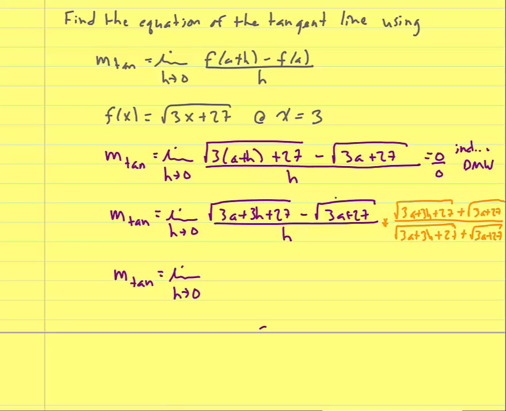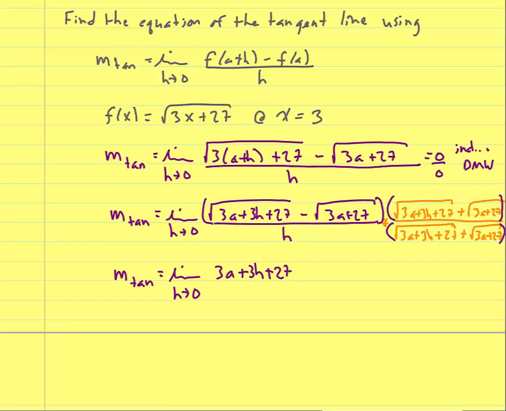I'll get rid of some of the radicals on the inside and outside. So if I took root 3a plus 3h plus 27 times root 3a plus 3h plus 27, it equals 3a plus 3h plus 27. So that would be my firsts.